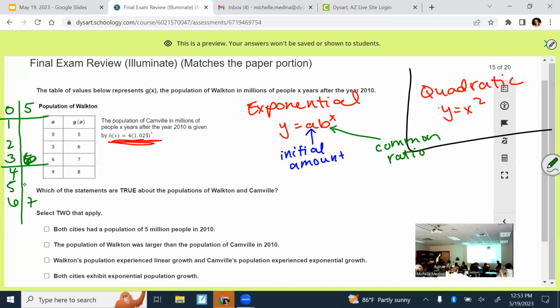In this one, you can see that it's multiplying by 1.025. Your common ratio could be times 2 if it's doubling or tripling, something like that. But you can also write it as 1 plus or minus r. So this one is growing by 2.5% each year. Those are things you can figure out based on the equation and its characteristics. So we need to select 2 that apply. Would you say that both cities had a population of 5 million people in 2010? Yes or no?